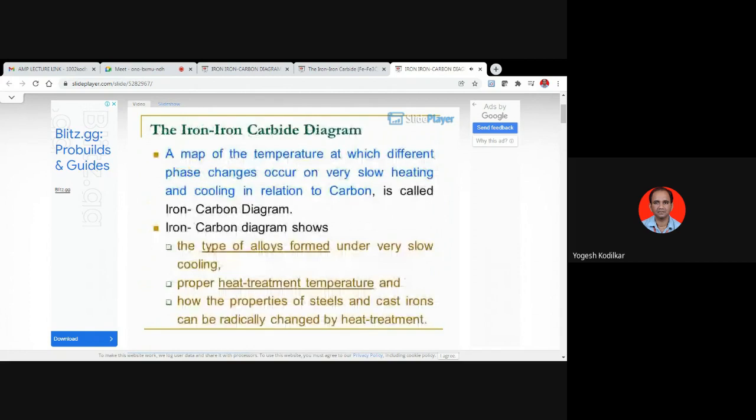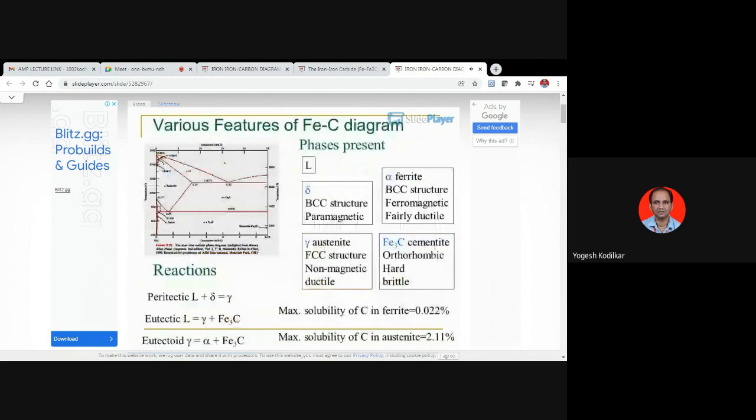The different phase changes that result from very slow heating and cooling, in relation to carbon and temperature, are shown in the iron-carbon diagram. The iron-carbon diagram shows the type of alloys formed under very slow cooling, the proper heat treatment temperatures, and how the properties of steels and cast irons can be radically changed by heat treatment. Various features of the phase diagram.